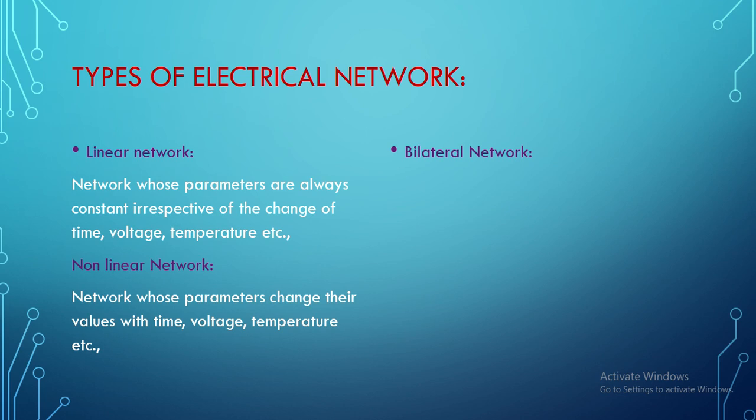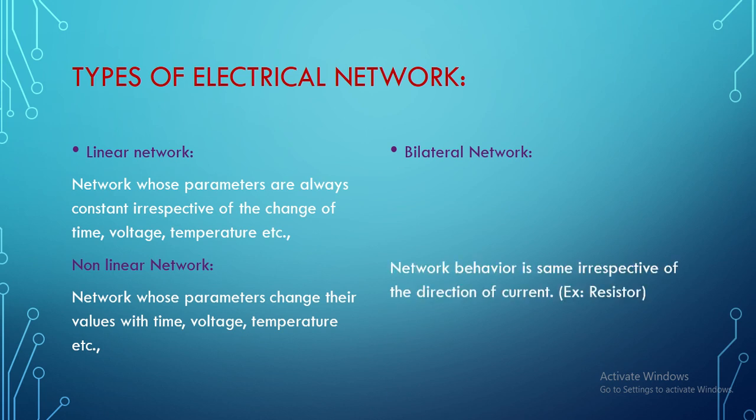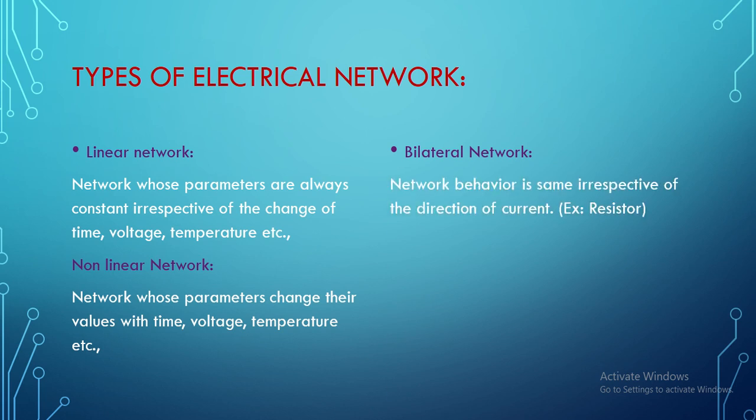Next one is the bilateral network. A circuit whose characteristic behavior is the same irrespective of the direction of the current through various elements of it is called the bilateral network. A network consisting only of resistors is a good example of a bilateral network.